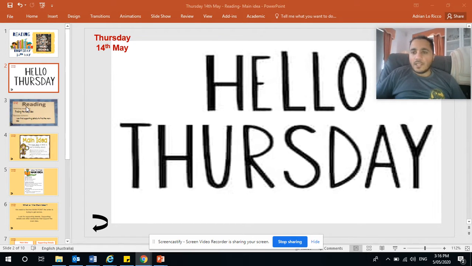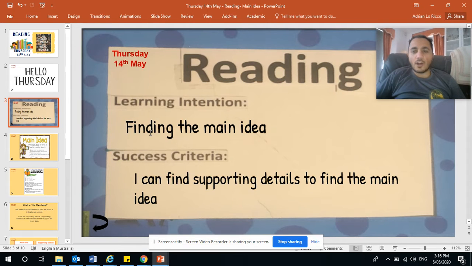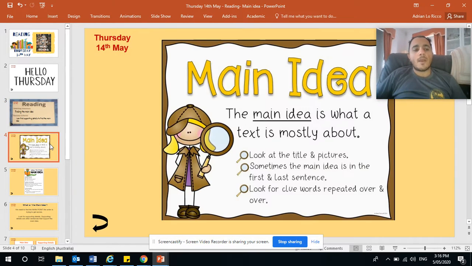All right, our learning intention for reading today is finding the main idea. This is what we were doing last week on Thursday and Friday. So today and tomorrow we'll do that as well. Main idea. Remember what the main idea is. Main idea is what the text is mostly about. So we need to try and work out what the writer is trying to get across. We're the readers. We need to try and work out what that writer is trying to say.